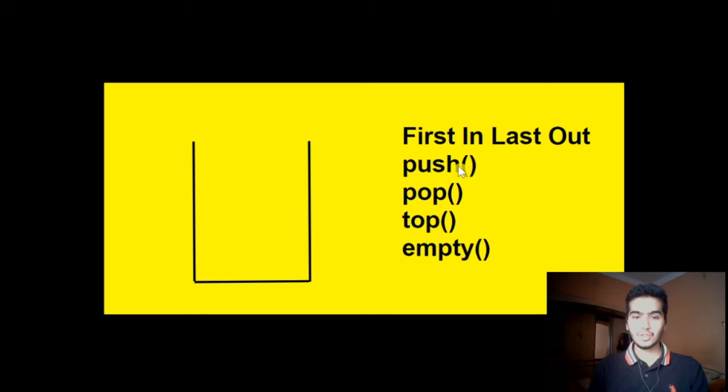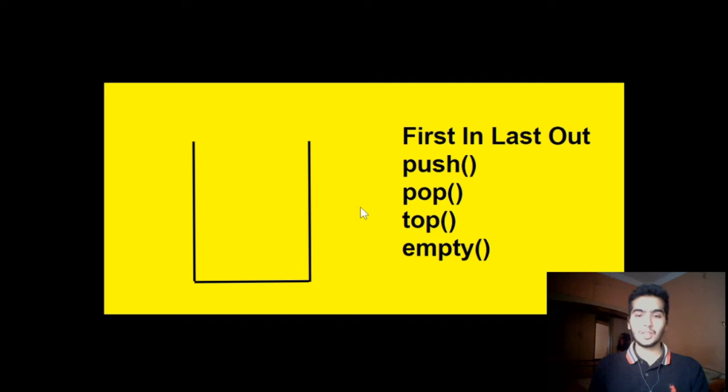Starting with push. Push is an operation used to push an element into the stack. Once you push an element into the stack, it will come and drop in over here. The next operation is pop. Pop is used to take an element out of the stack, which basically gives the element at the top of the stack. The function top is used to find out the topmost element without popping it. And empty is to find out whether the stack is empty or not.